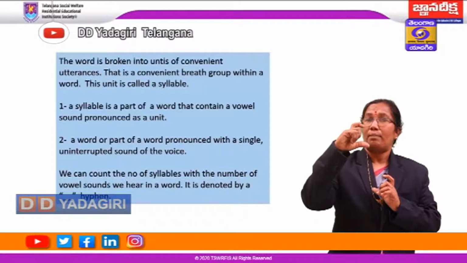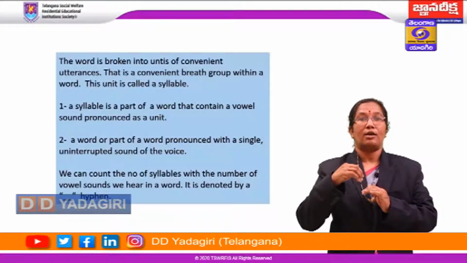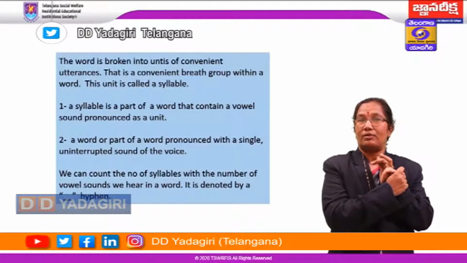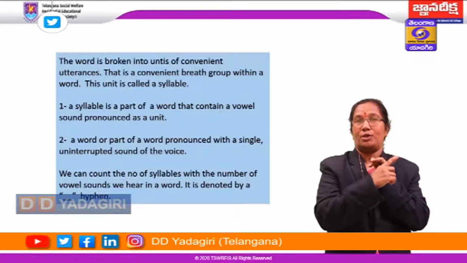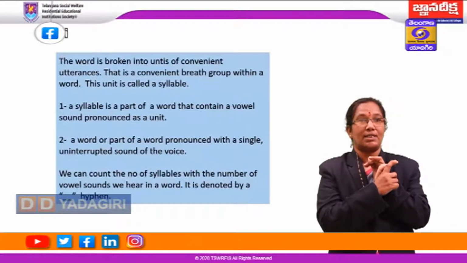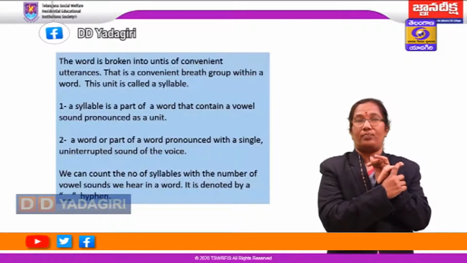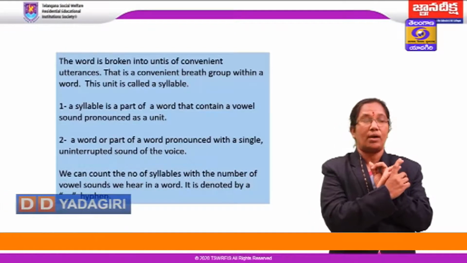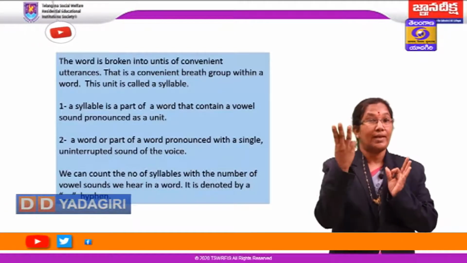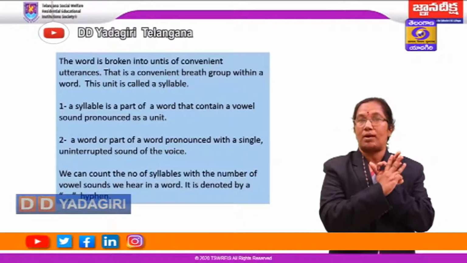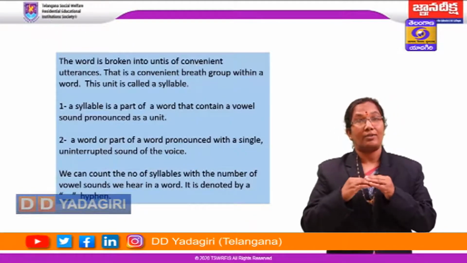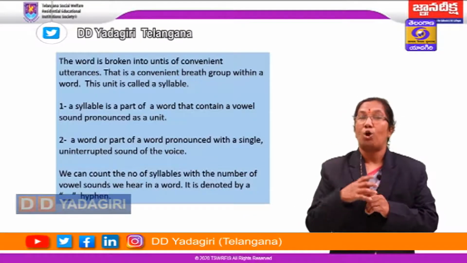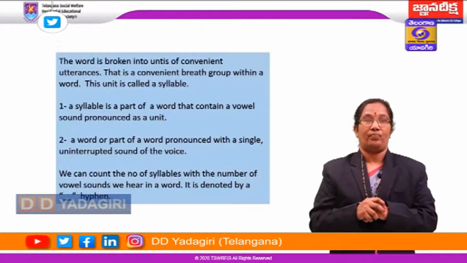So, based on the number of syllables a word has, we can classify words into monosyllabic words. What do you mean by mono? 1. Yes. So, a word which has 1 syllable is called a monosyllabic word. A word which has 2 syllables can be called a disyllabic word. A word with 3 syllables will be called a trisyllabic word. And if you have a word with 4 or more syllables, you can call it a polysyllabic word.